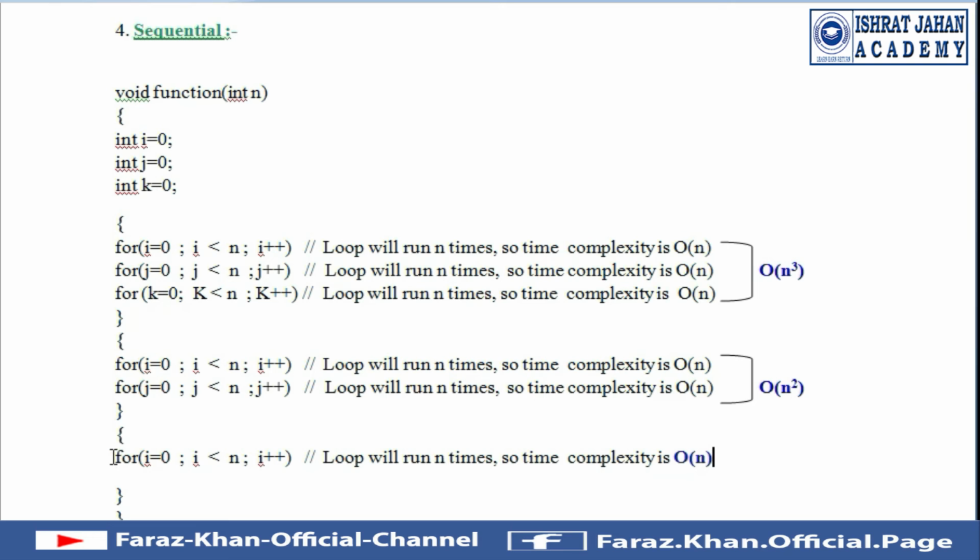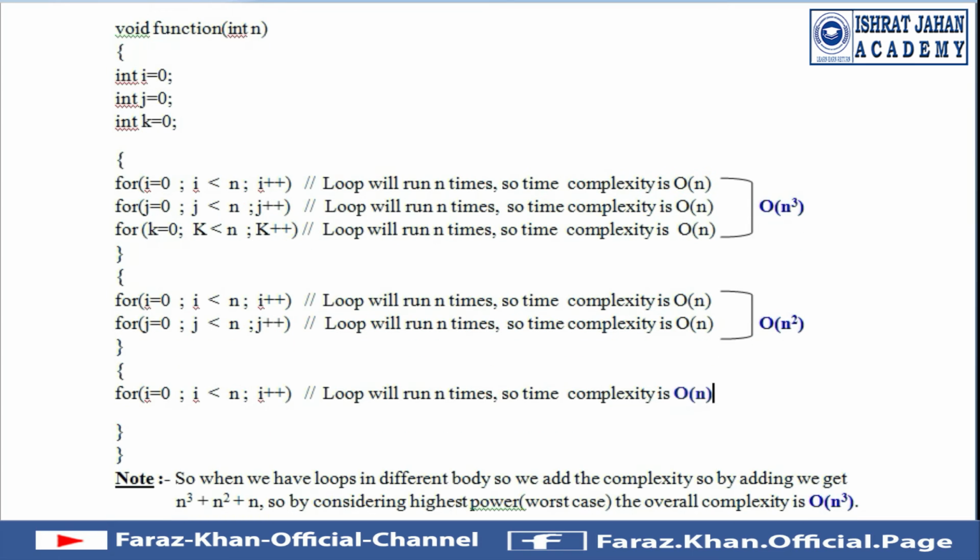In the third body, the loop will again run n number of times and the time complexity of the above loop is O(n). Because it's an example of sequential, the rule is quite simple. Whenever we have loops in the same body, we just multiply the complexity, and whenever we have different bodies, we just add the complexities. So according to the rule, we just add the complexity of different bodies.